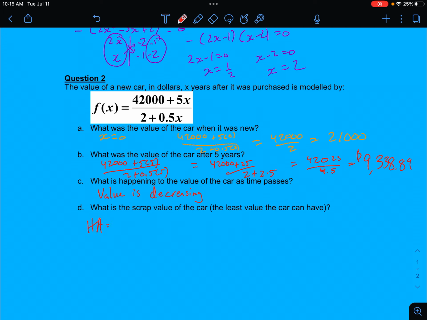But if we're looking at where our horizontal asymptote is going to be, well, we have 5x divided by 0.5x, which means our horizontal asymptote is when y is equal to 5 divided by 0.5, which is going to be 10. So when y is equal to 10, that is our scrap value. If the car ever gets to $10, that's the least amount it's ever going to have. It's not actually going to be 0 like we would assume, because when we're looking at this rational, it's going to stop us at 10. That's where our asymptote is going to be, so that's where we're going to lie.